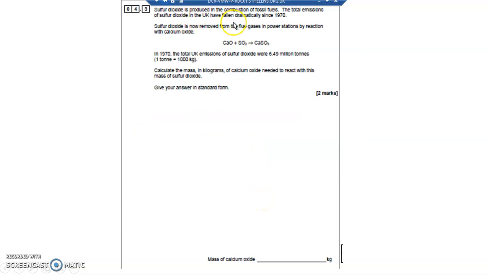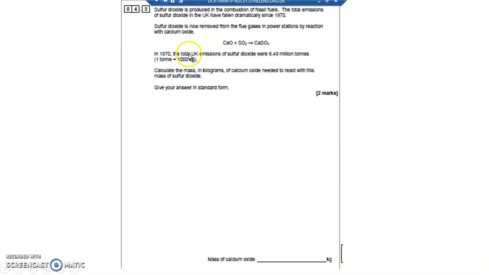Sulfur dioxide is produced in the combustion of fossil fuels because there's some sulfur content in things like coal and oil. The total emissions of sulfur dioxide in the UK have fallen dramatically. Sulfur dioxide is now removed from the flue gases. A flue means a chimney, so the chimney gases in power stations, by reaction with calcium oxide. So calcium oxide absorbs any sulfur dioxide that might be released and cause acid rain.